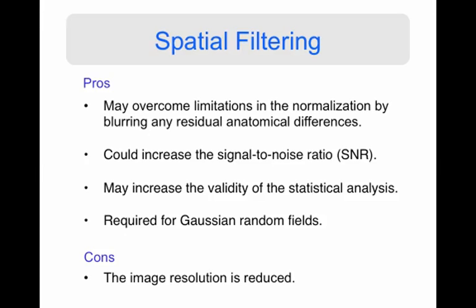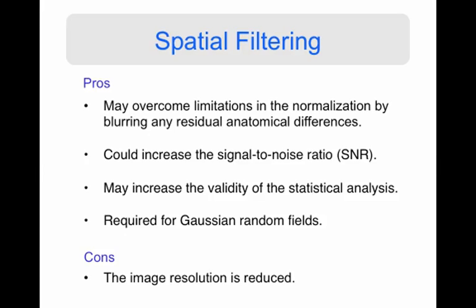The third reason is that it may increase the validity of statistical analysis. We often assume that the data is normally distributed, and that's more likely to be true if we're averaging over multiple voxels. Fourth, it's required for Gaussian random field theories. We haven't talked about that so far, but when we talk about multiple comparisons later on, we often use Gaussian random field theorems to perform these types of analysis, and they require a certain amount of smoothness in the image.